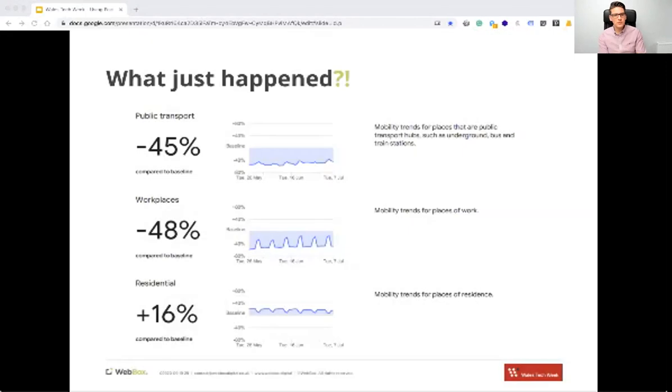If we have a look at these three as a data set then, you can see that we shied away from public transport quite a bit. Obviously, there's still a group of people who rely on it and would still use it, of course. We didn't go to our workplaces, nearly 50% less than normal. So again, that's a huge difference, a huge shift in how people have worked.